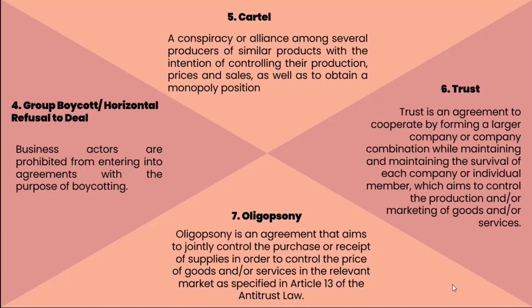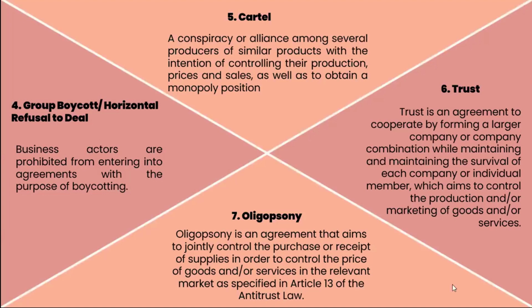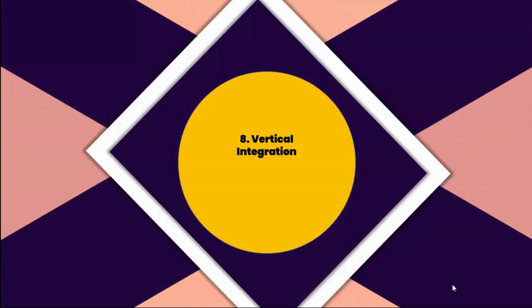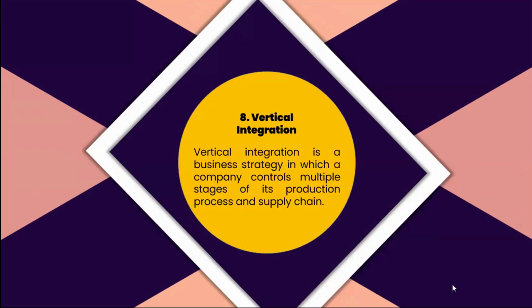Lastly, number 7, oligopsony. An oligopsony is an agreement that aims to jointly control the purchase or receipt of supplies in order to control the price of goods and/or services in the relevant market as specified in Article 13 of the Antitrust Law. And then, we also have what we call vertical integration. A vertical integration is a business strategy in which a company controls multiple stages of its production process and supply chain.